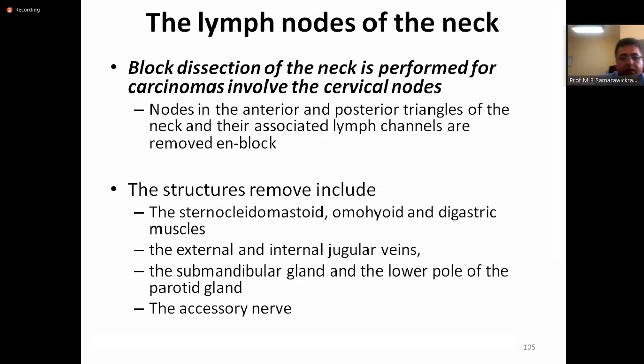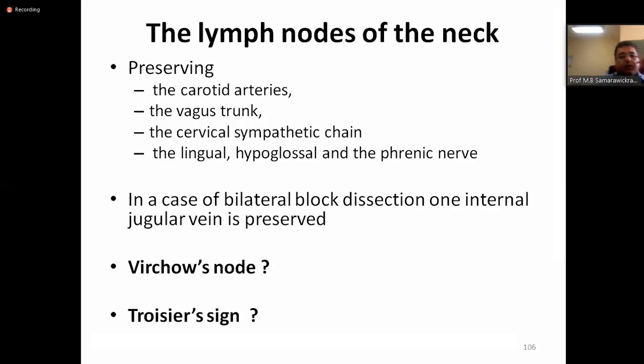But remember, when there is a bilateral block dissection, you have to preserve one internal jugular vein. You cannot remove both internal jugular veins. Right. So in any block dissection you have to preserve the carotid arteries, vagus trunk, cervical sympathetic chain, lingual, hypoglossal and phrenic nerves. In case of bilateral block dissection, one internal jugular vein is preserved.